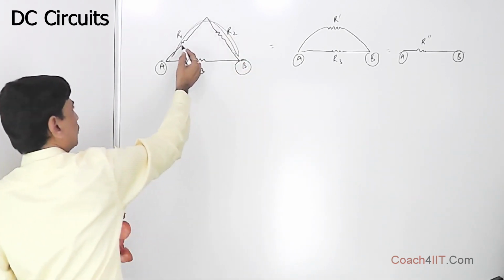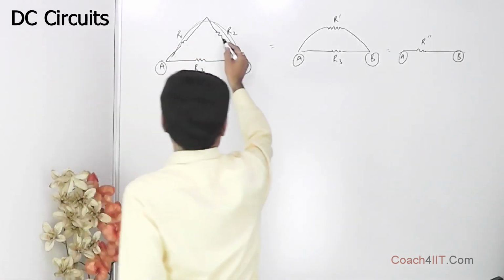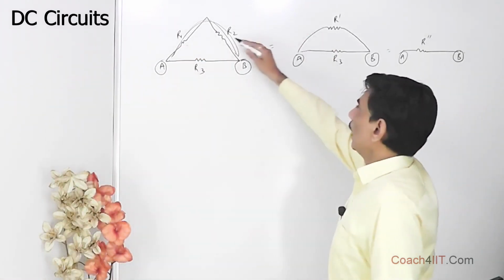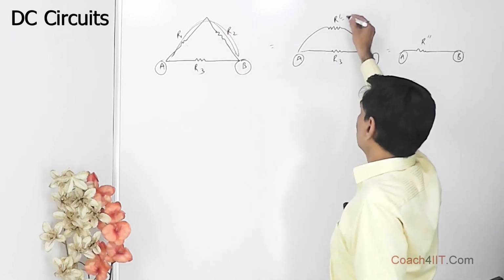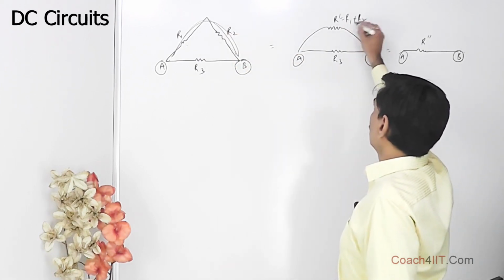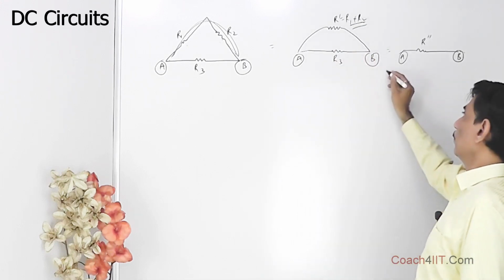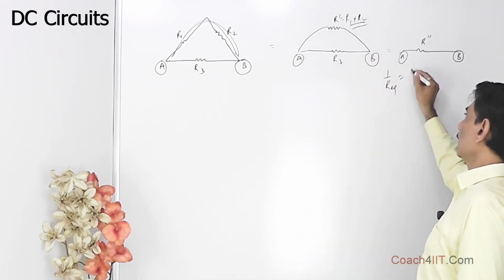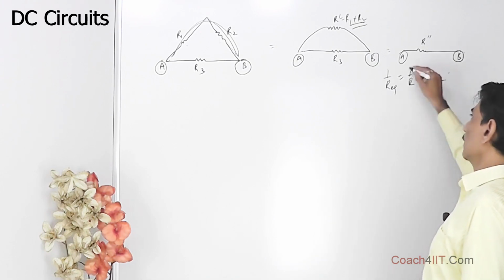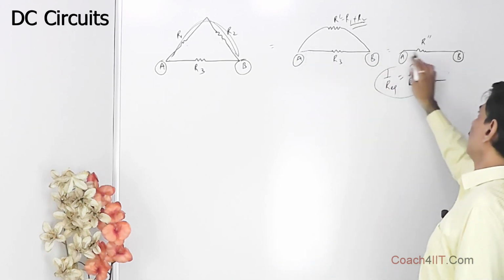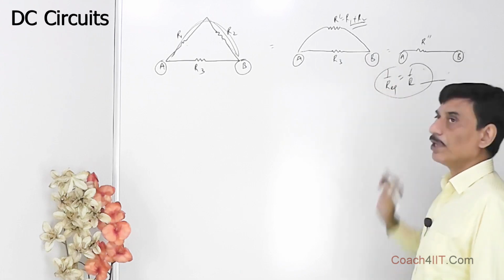So first we can just add R1 and R2 to find their equivalent resistance, R dash, which is going to be R1 plus R2. Once we find it, then this and this are in parallel. We can use the formula for parallel equivalent resistance, that is 1 by R1 plus 1 by R2, etc. And from there we can find the equivalent resistance between A and B.